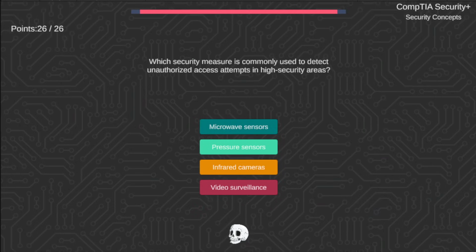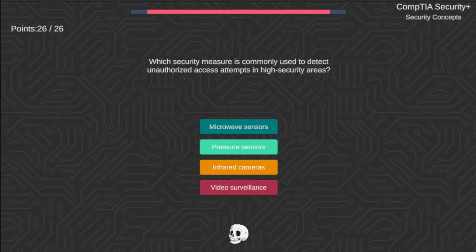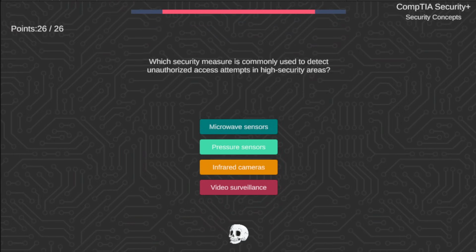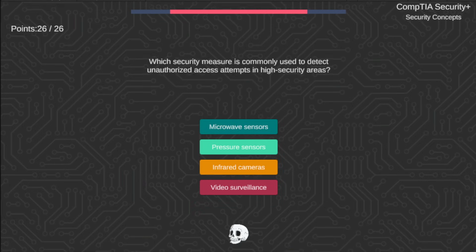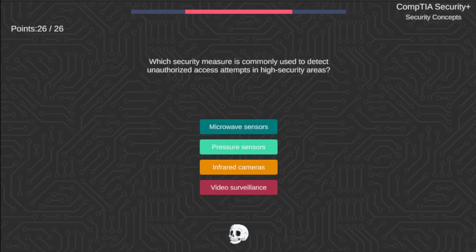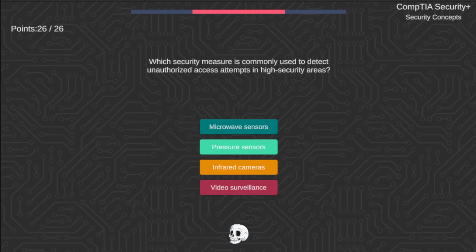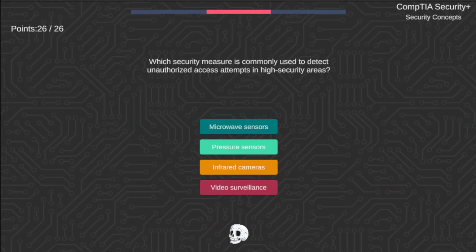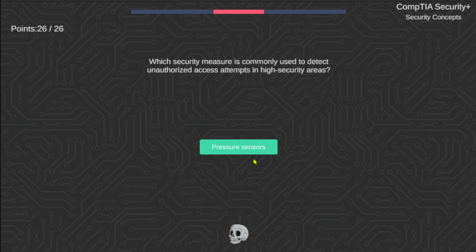Which security measure is commonly used to detect unauthorized access attempts in high security areas? Microwave sensors, pressure sensors, infrared cameras, or video surveillance? Detect unauthorized access attempts in high security areas. Correct answer is pressure sensors.